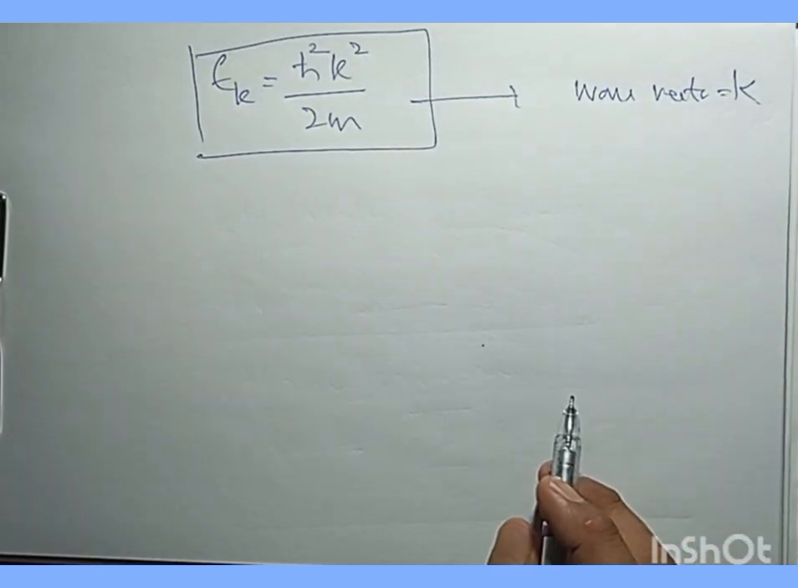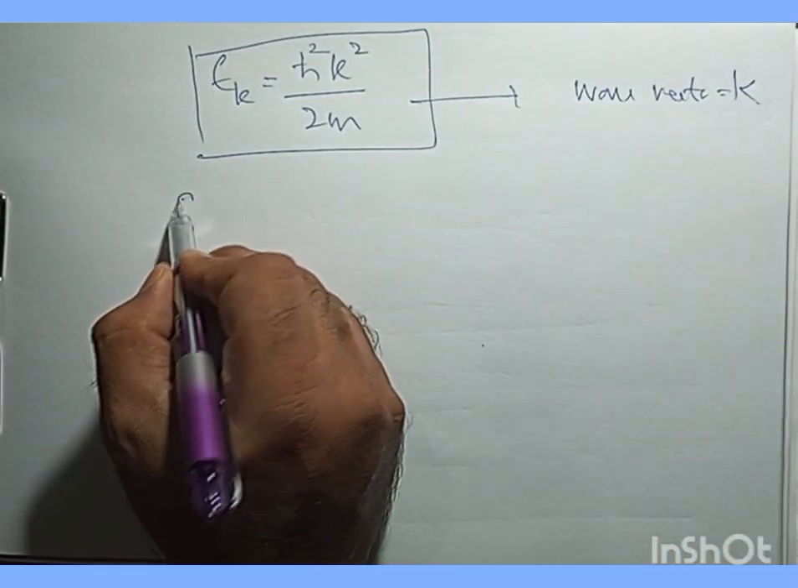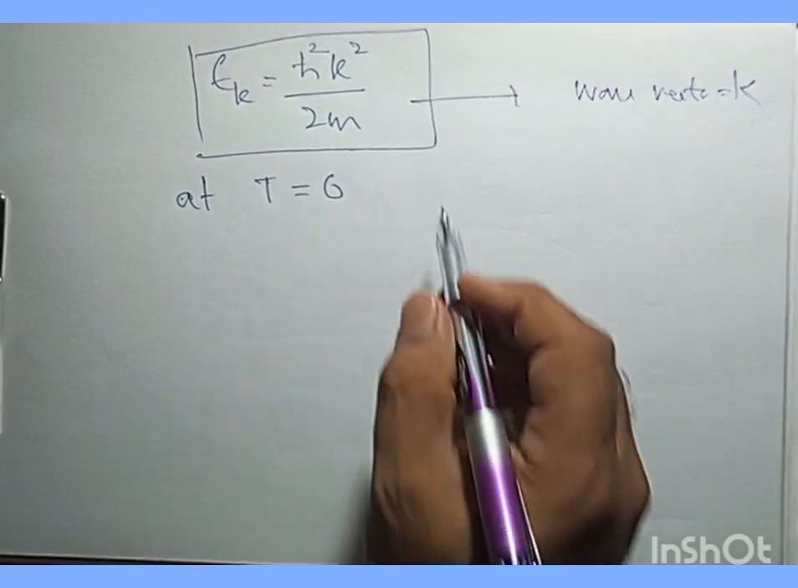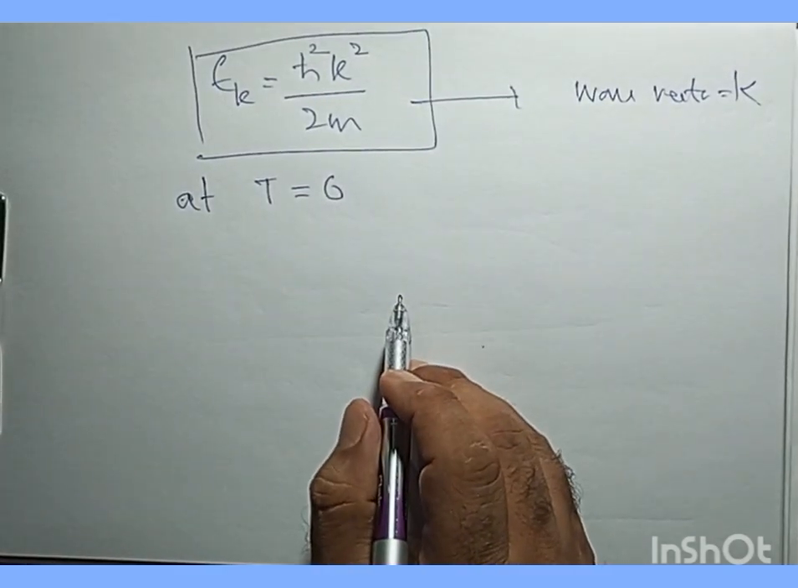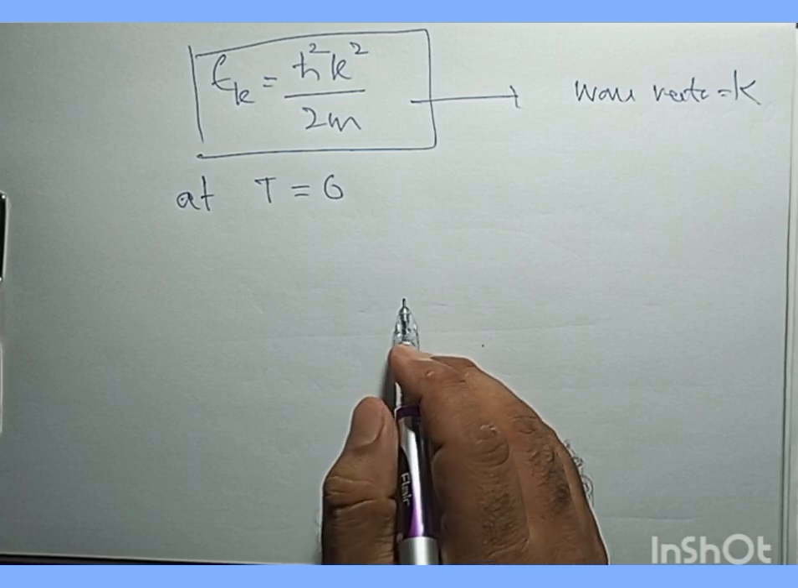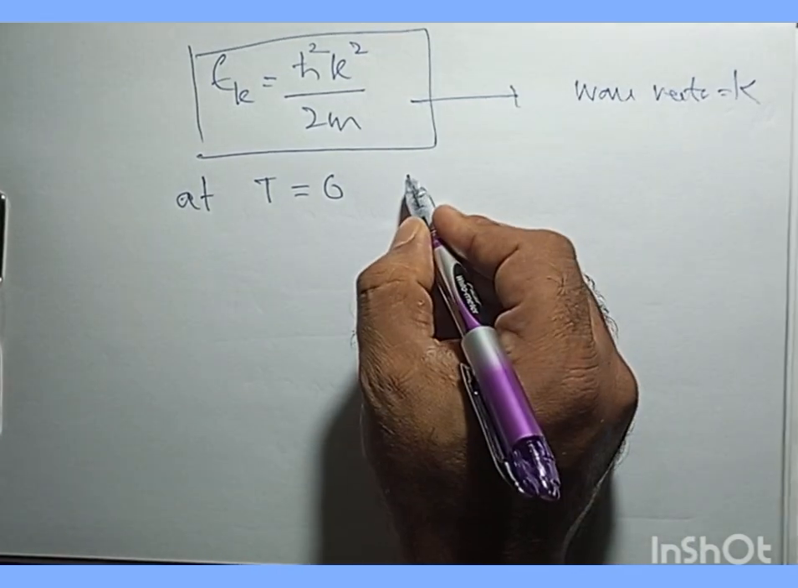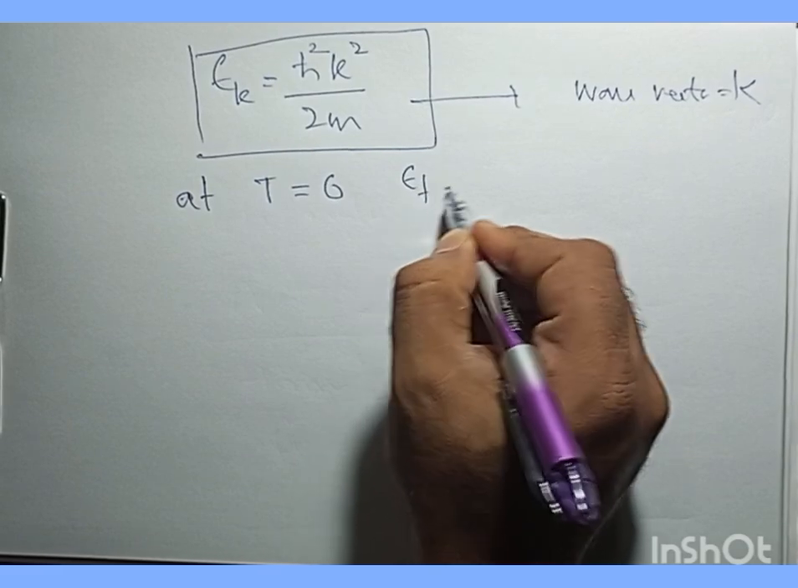Now, if I think about it at absolute zero, so at T equal to 0, the fermions will occupy the quantum states up to this Fermi energy, E_F.